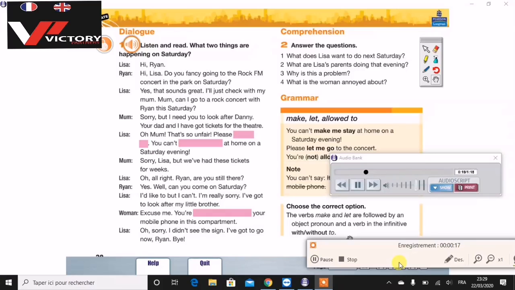Hi, Ryan. Hi, Lisa. Do you fancy going to the Rock FM concert in the park on Saturday? Yes, that sounds great. I'll just check with my mum. Mum, can I go to a rock concert with Ryan this Saturday? Sorry, but I need you to look after Danny. Your dad and I have got tickets for the theatre. Oh, Mum, that's so unfair. Please let me go. You can't make me stay at home on a Saturday evening. Sorry, Lisa, but we've had these tickets for weeks. All right. Ryan, are you still there? Yes. Well, can you come on Saturday? I'd like to, but I can't. I'm really sorry. I've got to look after my little brother. Excuse me, you're not allowed to use your mobile phone in this compartment. Oh, sorry, I didn't see the sign. I've got to go now, Ryan. Bye.